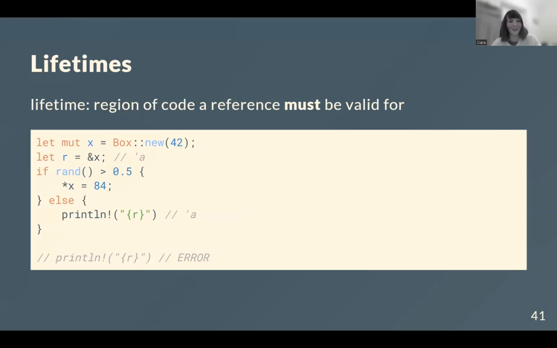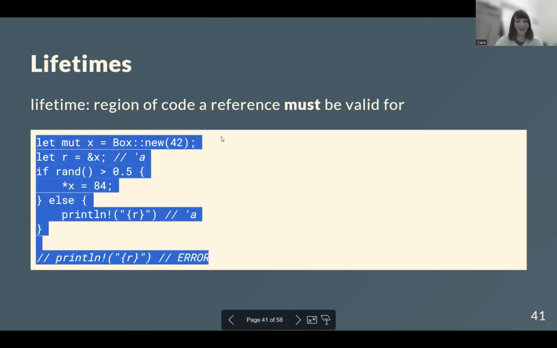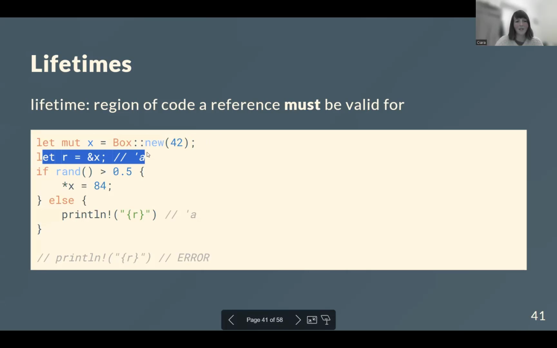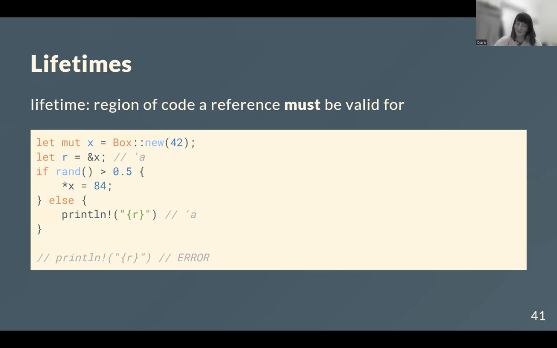Okay, so next topic is lifetimes. You can think of a lifetime as a region of code that a reference must be valid for. And the compiler is smart enough to figure out branches. So in this case here, we have a mutable X, and then we take an immutable reference to X. Now, that is okay as long as we don't modify X in a branch that crosses our immutable access of X.